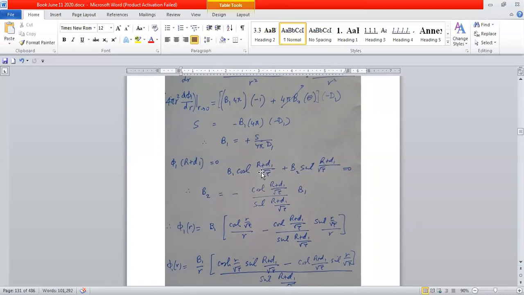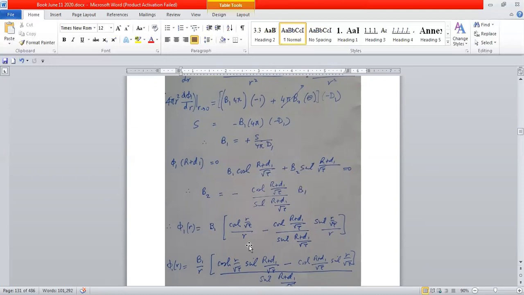So from here, we get a relationship between B2 and B1. That's one equation for B1 and B2, and that's one equation for B1 and B2. There's no B2 here, so we found the B1. We're now going to put the B1 in here and find the B2. So when you do that, this is what B2 comes out to be. You can combine them and see what solution you get.